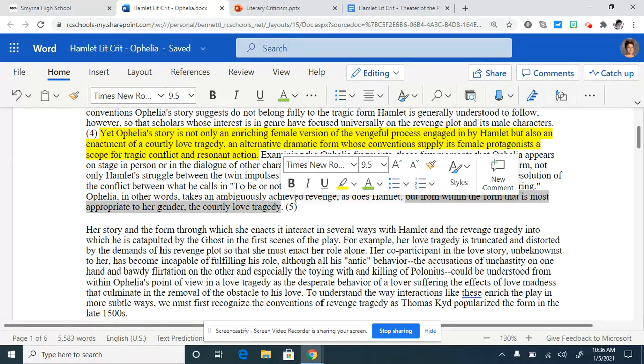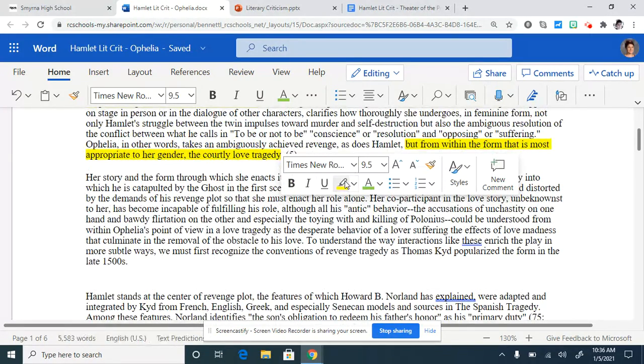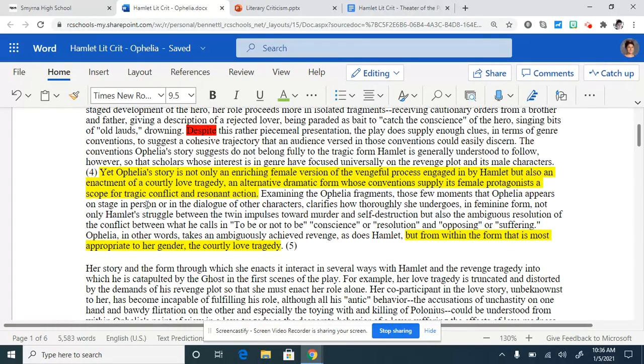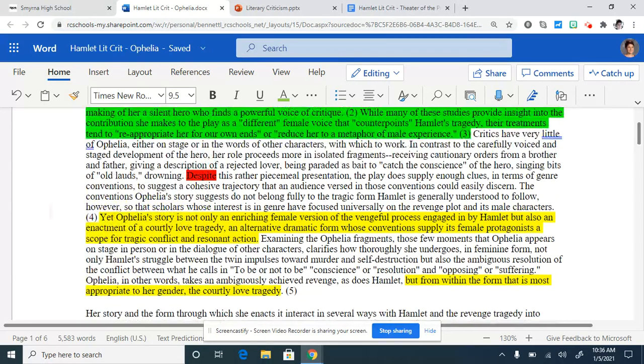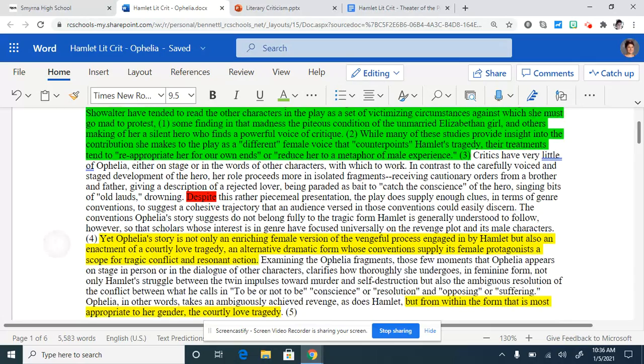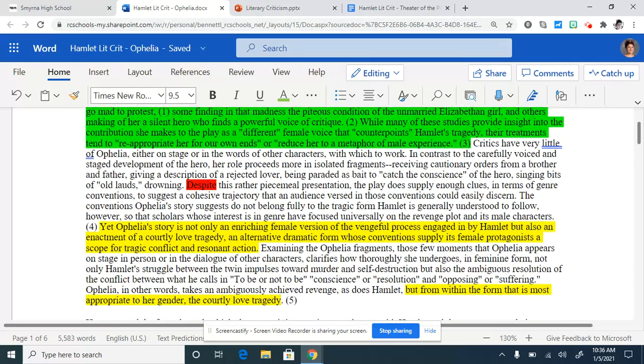So this just reiterates what she had said up where I highlighted: Ophelia's story is not only an enriching female version of the revengeful process engaged in by Hamlet, but also an enactment of a courtly love tragedy. So we can expect now this article to explain what this courtly love tragedy is and how Ophelia fulfills it. So that is an opening paragraph of a critical article.